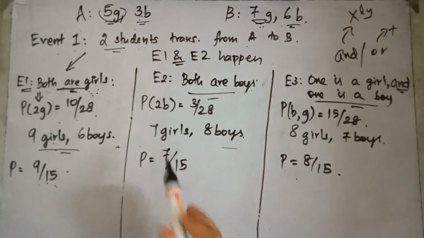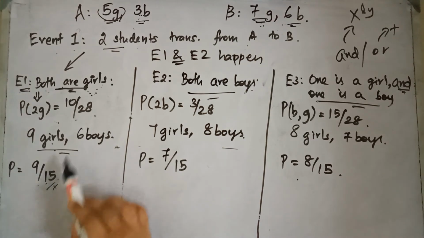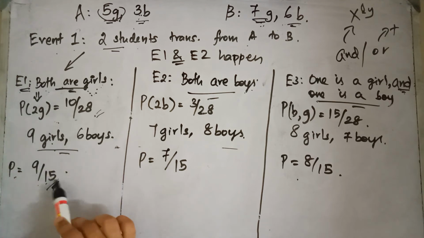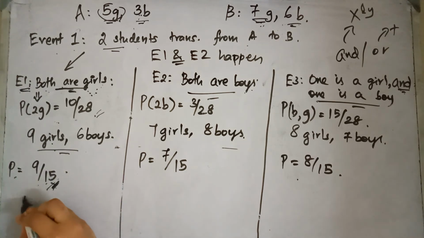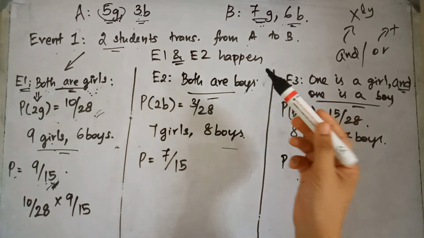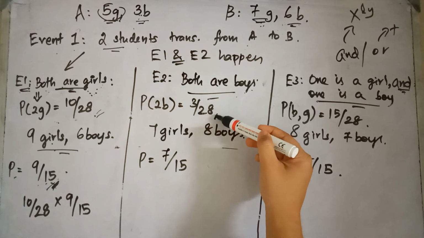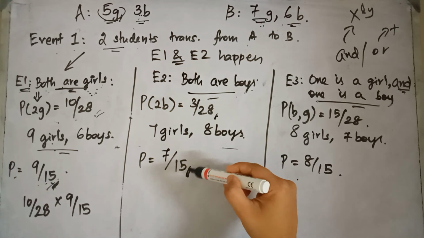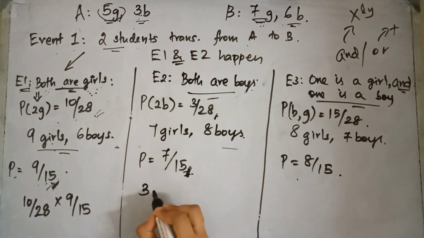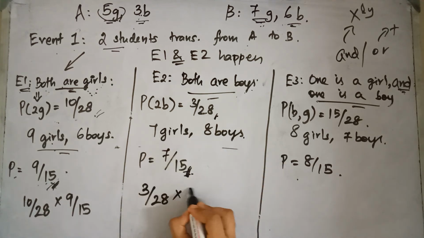Both of them happen. It's "and". So what do we do with these probabilities? What is the probability that event 1 and this event happen? It will be 10 by 28 into 9 by 15. It will be multiplication. Likewise, first 2 boys are transferred, that is 3 by 28. Then after that, one girl is chosen from class B, that is 7 by 15. So total probability will be 3 by 28 into 7 by 15.